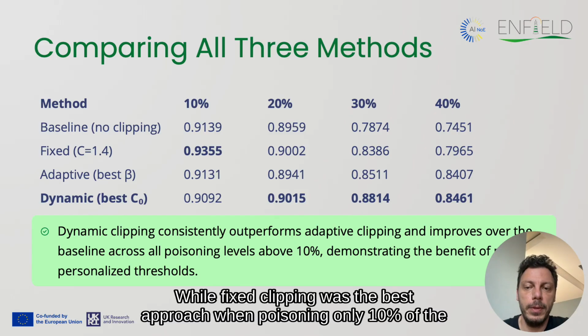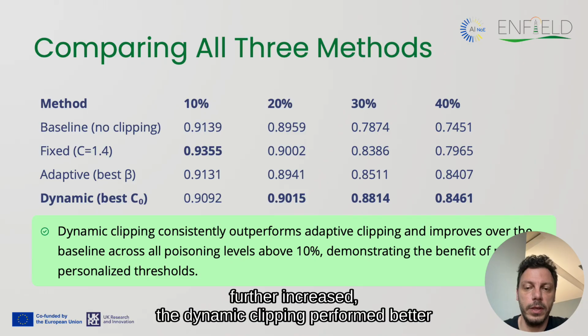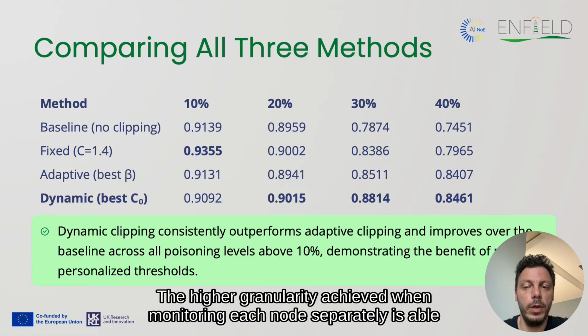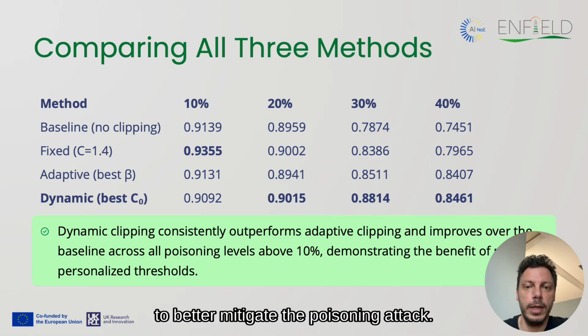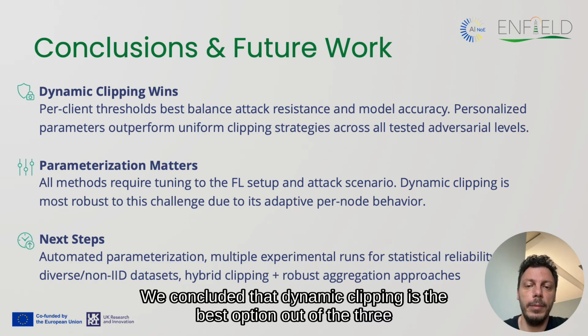While fixed clipping was the best approach when poisoning only 10% of the data records, as soon as the poisoning percentage was further increased, dynamic clipping performed better than all approaches. The higher granularity achieved when monitoring each node separately is able to better mitigate the poisoning attack. We concluded that dynamic clipping is the best option out of the three.